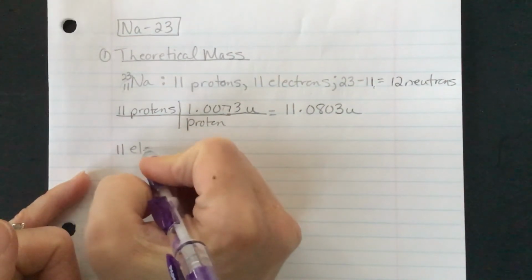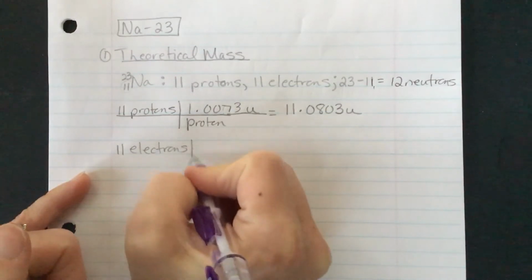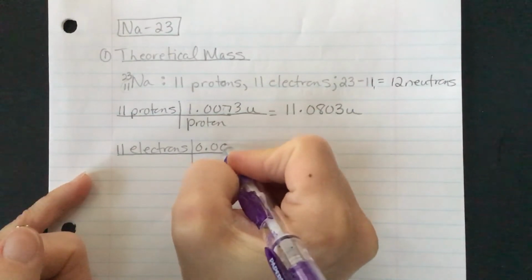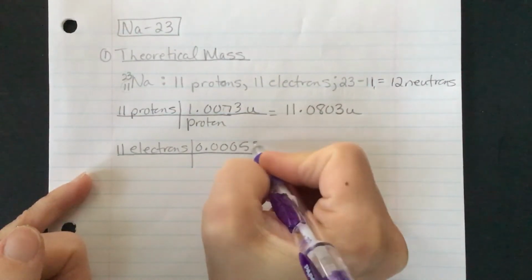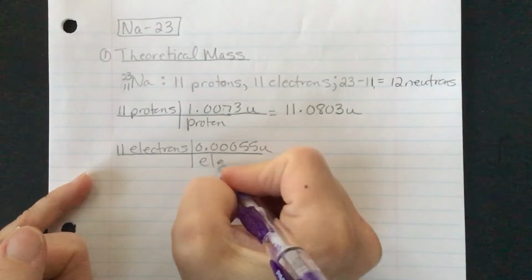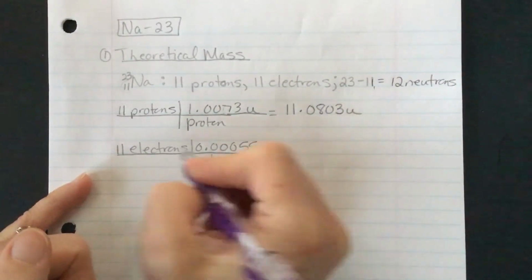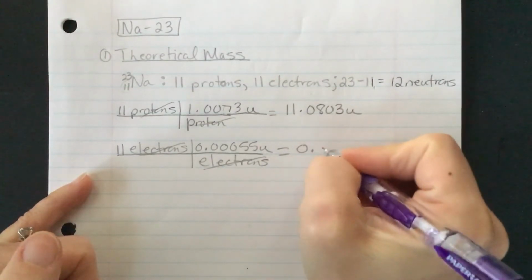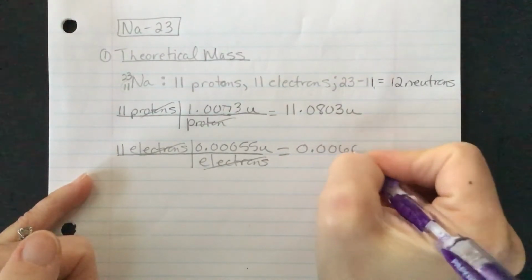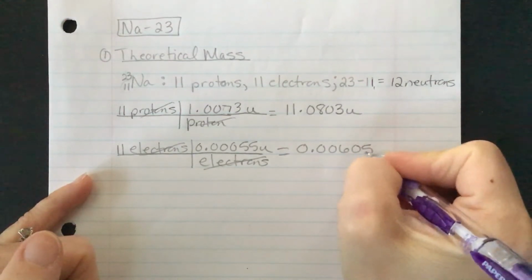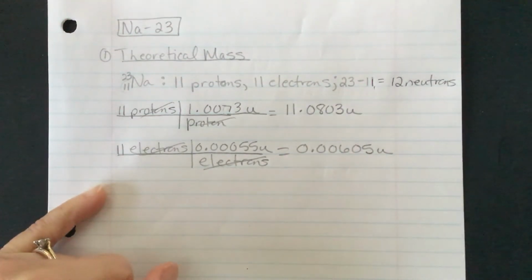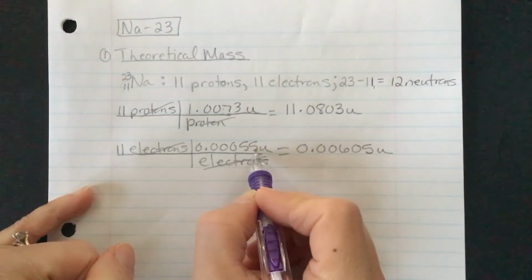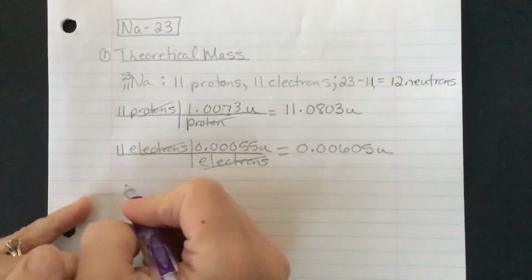For the electrons, it's 11 electrons times 0.00055 over electrons, so that these cancel out. And when I do that multiplication, I get 0.00605 mass units, keeping 1, 2, 3, 4, 5 decimal places.